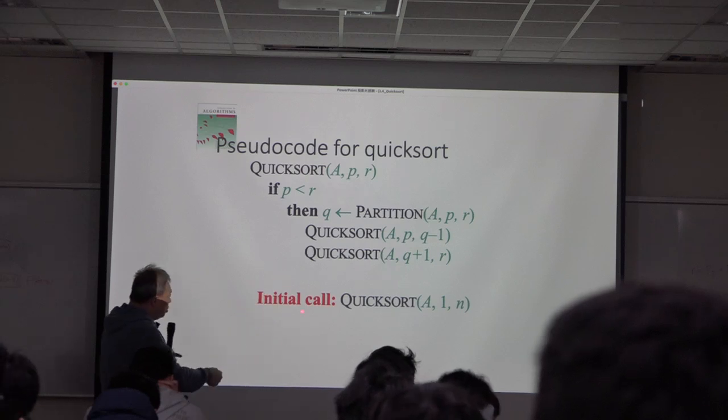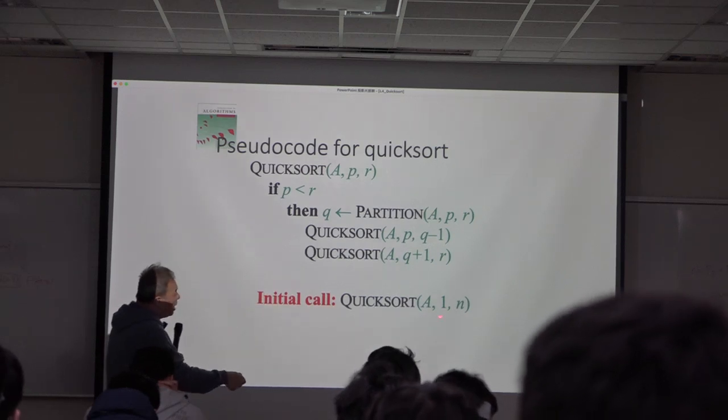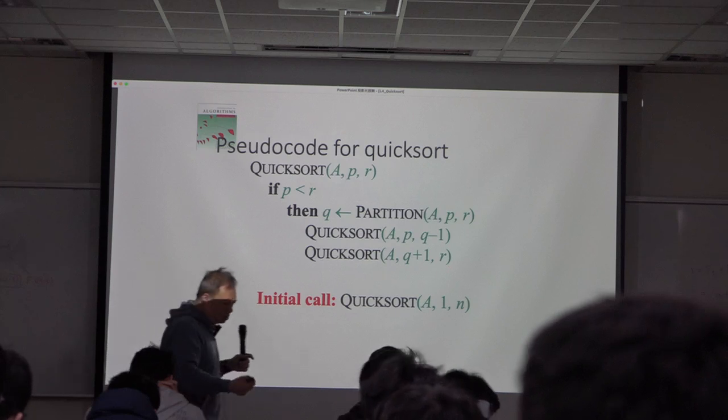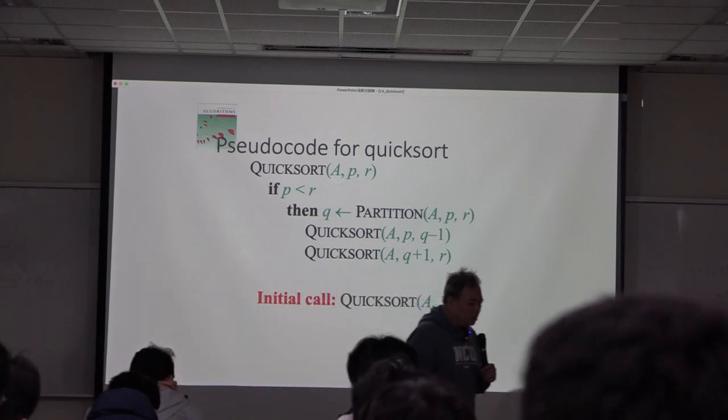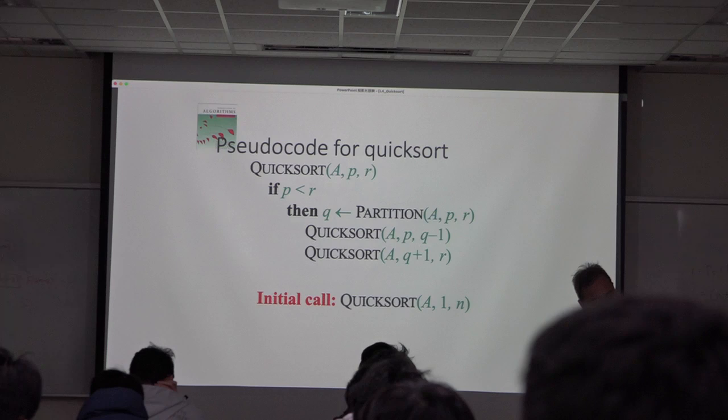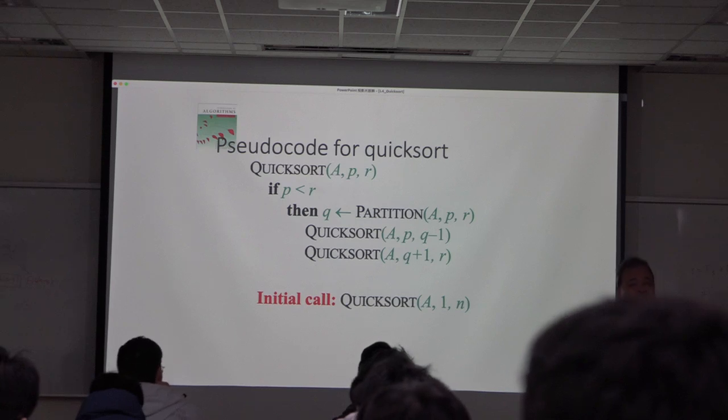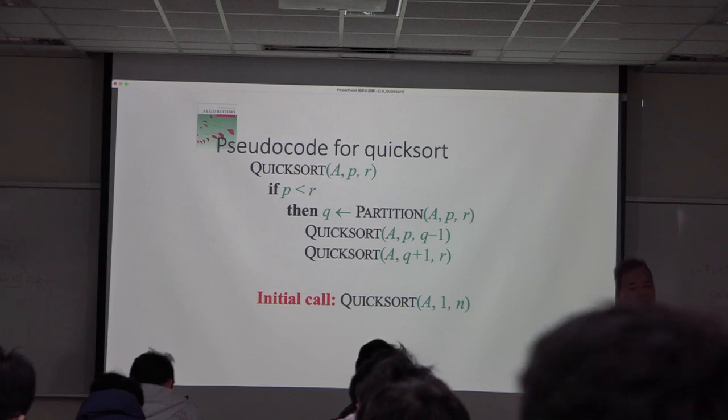So for the initial call, you just call quicksort A, 1, n, because your original array starts from index 1 and the last index is n. So that's it. It is a very, very elegant sorting algorithm once you understand how the partition is done.